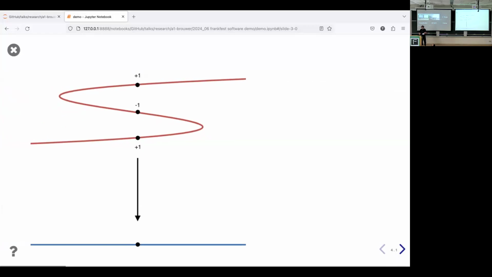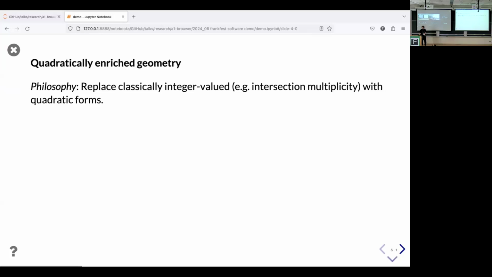And what I want to sort of advertise is a lower bound for the number of points. Yeah, absolutely. OK. So what I want to pose for everyone is this idea of quadratically enriched geometry. And the idea is to take classical integer-valued things, like intersection multiplicity, and replace these with quadratic forms. And this allows you to get answers over any field that you can go in and interpret.